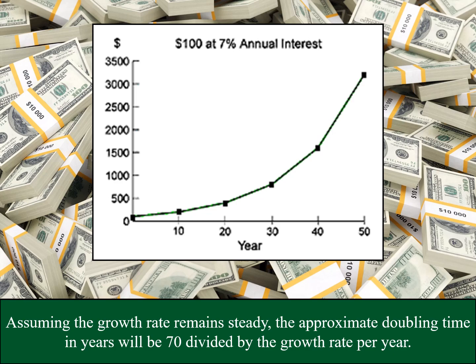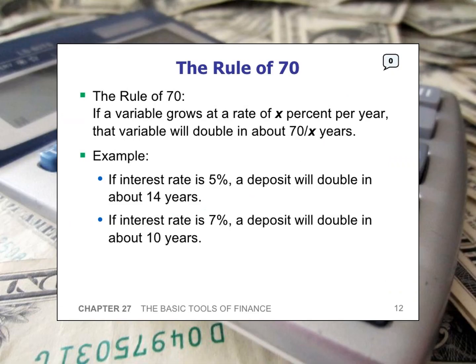Assuming the growth rate remains steady, the approximate doubling time in years will be 70 divided by the growth rate per year. So if you have a 1% natural increase, it's going to take you 70 years for your population to double in size. If we have a natural increase rate of 5%, then your doubling time would only be about 14 years. At 7%, only about 10 years.